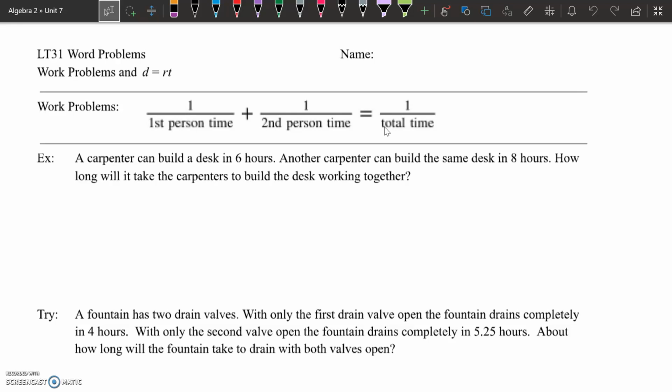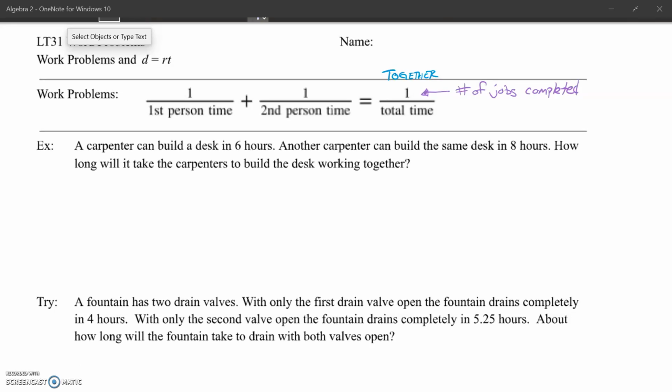So the first thing is for work problems, how we set these up is 1 over the first person's time it takes to complete a project plus 1 over the amount of time it takes the second person to complete the project is going to be equal to 1 over the total time it would take if they did that together. Now, the numerator is not always 1 here. It is representing the number of jobs that need to be completed.